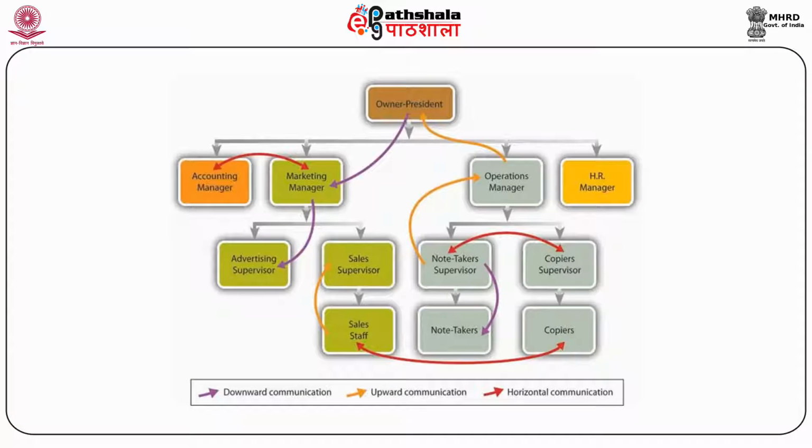In the picture, we can see the purple lines are depicting downward communication from president to marketing manager, from marketing manager to advertising supervisor, from supervisor to note takers. The yellow lines are depicting upward communication from sales staff to sales supervisor, from supervisor to operations manager. The red lines are depicting horizontal communications from accounting manager to marketing manager, from note takers to supervisor to copier supervisor, from sales staff to copiers.